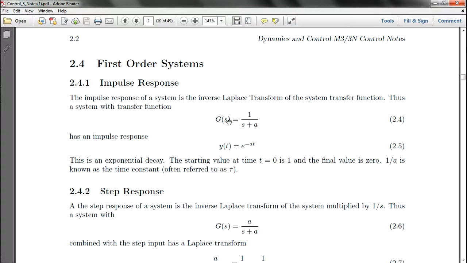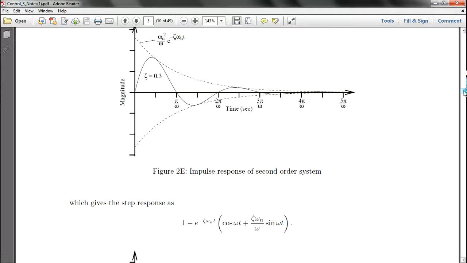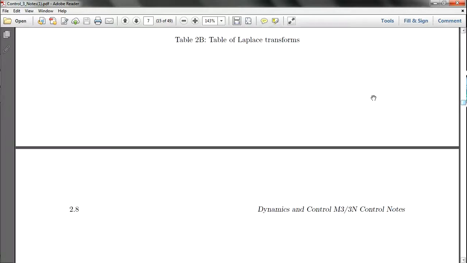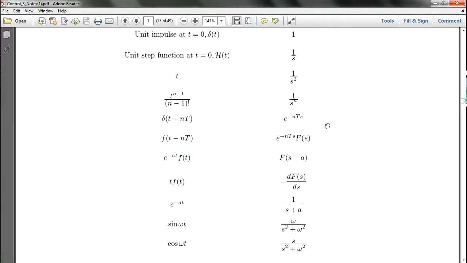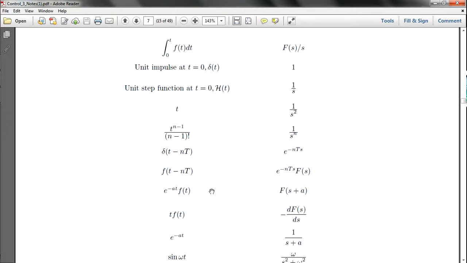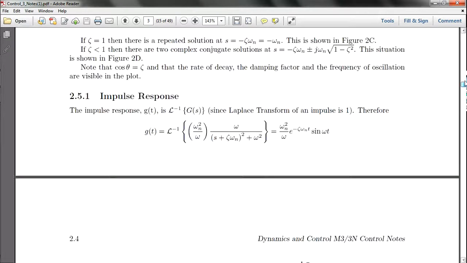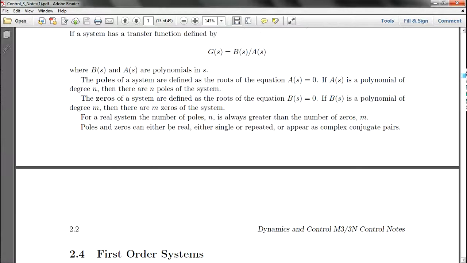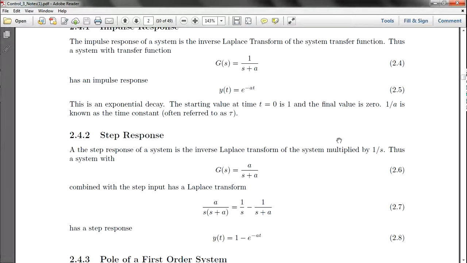If you do an inverse Laplace transform, you'll get, in the time domain, e to the power of minus at. If you don't believe me, I'll just show you. 1 over s plus a is e to the minus at. So this is an exponential decay graph.